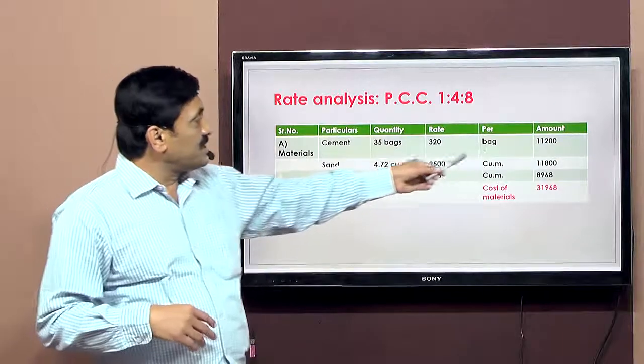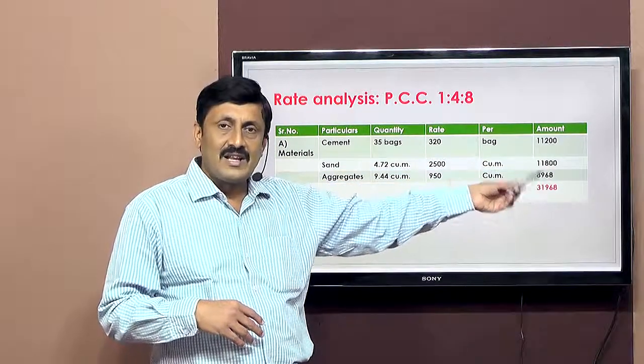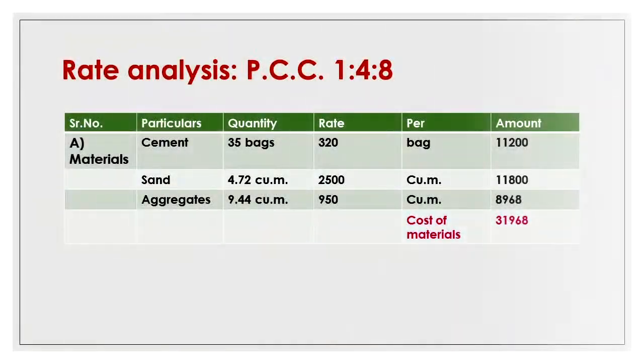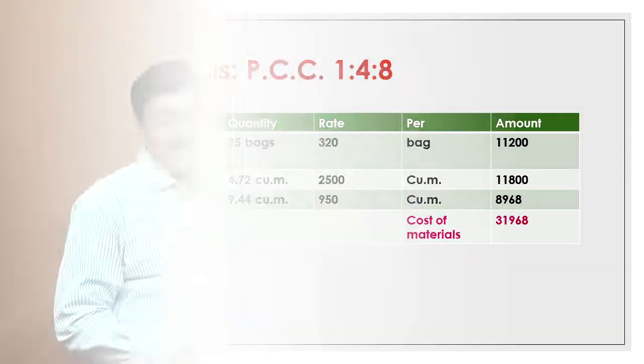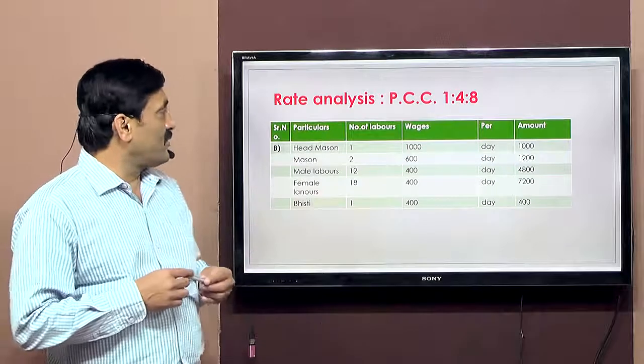So addition of all this, 11,200, then 11,800 and 8,968. So addition of all this cement, sand and aggregates, that comes to 31,968. So this will be the cost of materials. That means A part in this rate analysis we have finished. Then B part will focus, that is labors.